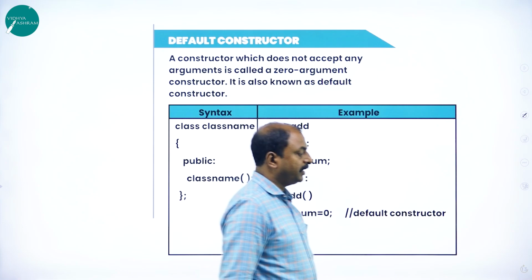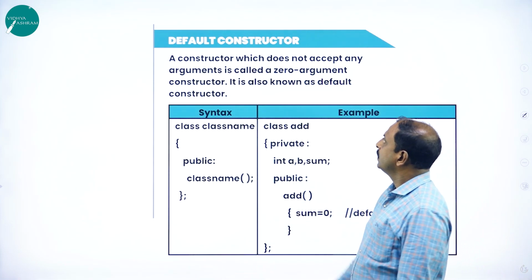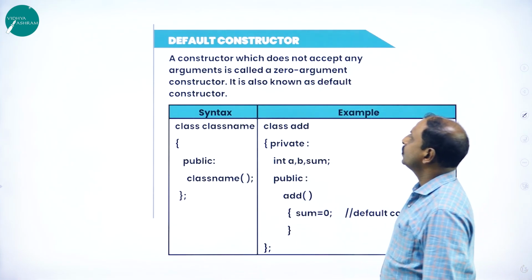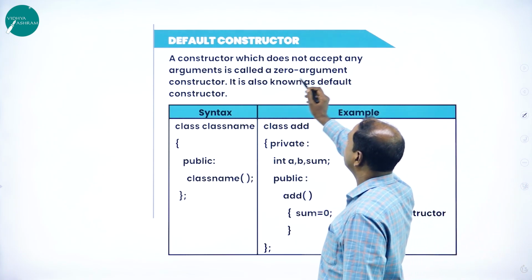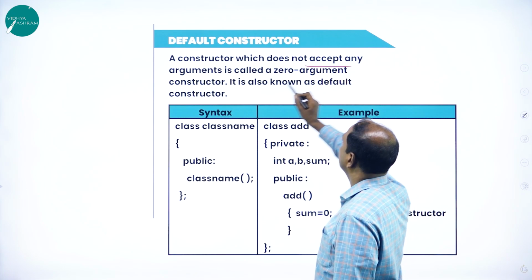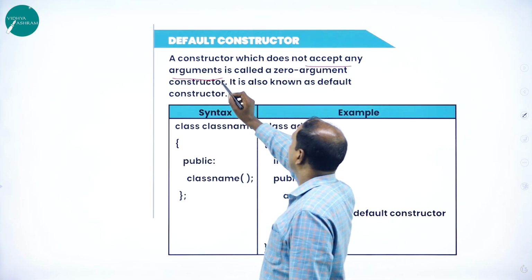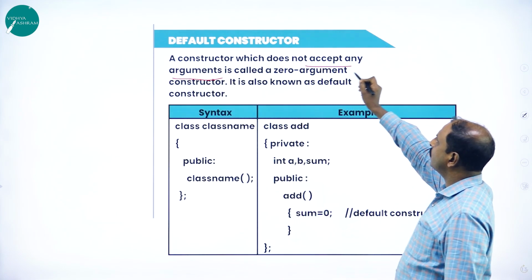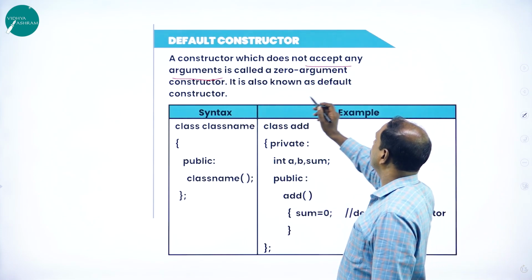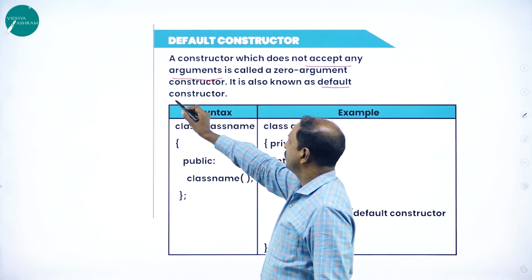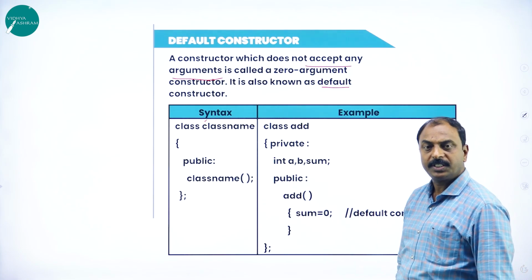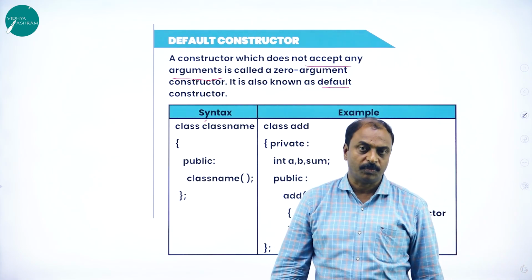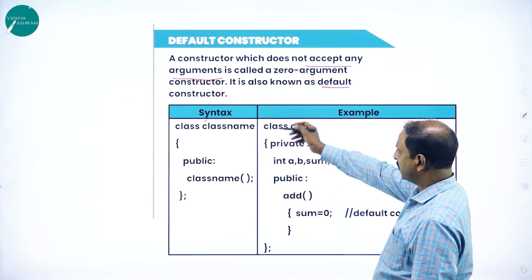The first one is the default constructor. So what is the definition of that? A constructor which does not accept any argument is called a zero argument constructor or default constructor. So what is a default constructor? It is a constructor which does not have any arguments. So let us see the syntax of that.